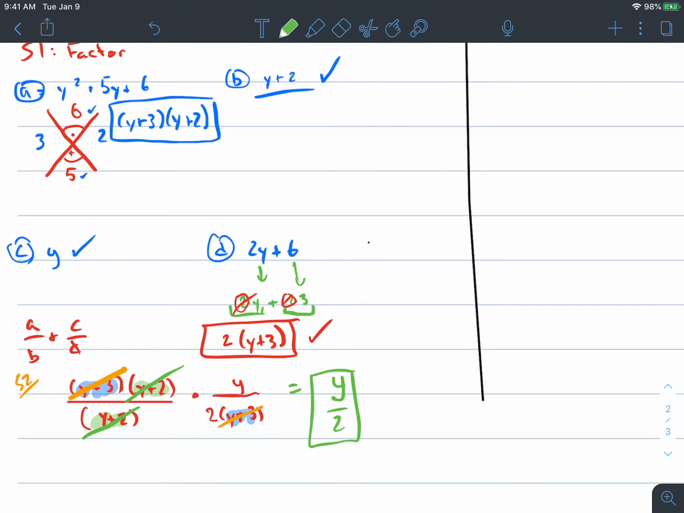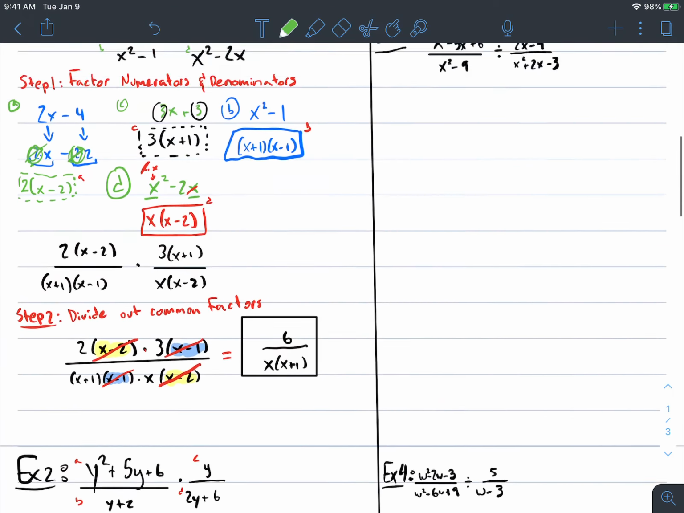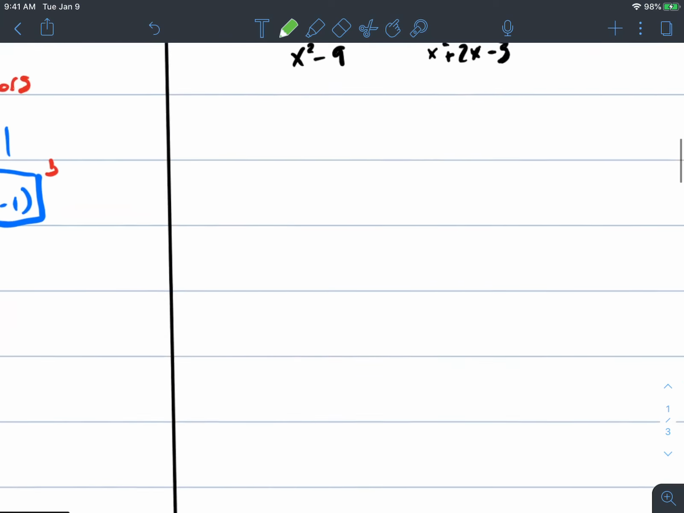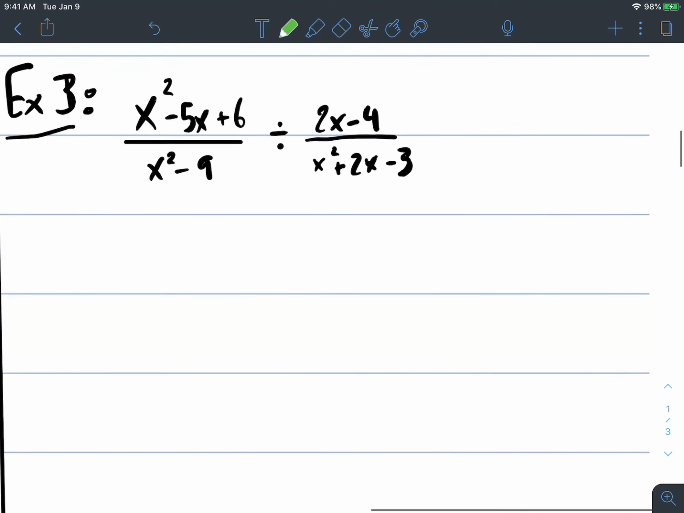Okay? Next up, we're going to go over how to divide. And the cool thing about division, it's almost the exact same thing as multiplying, only it has one extra step. And it's the same step we would do when we're dividing with any fractions. Alright, so we're going to go over to example 3 over here. Example 3 states this.